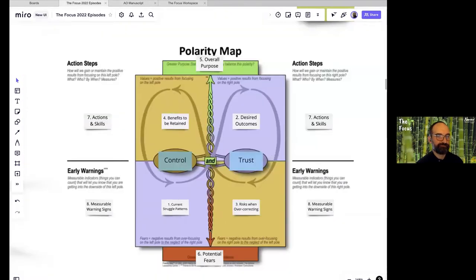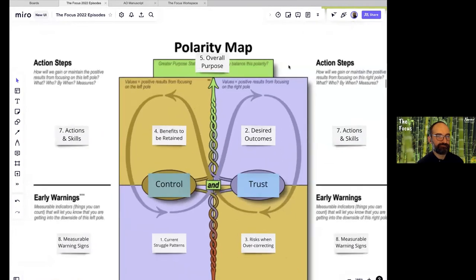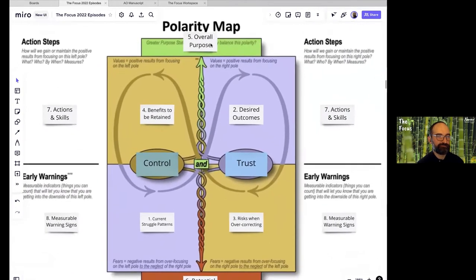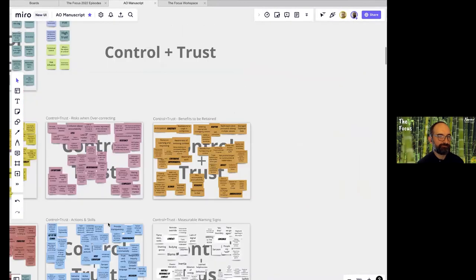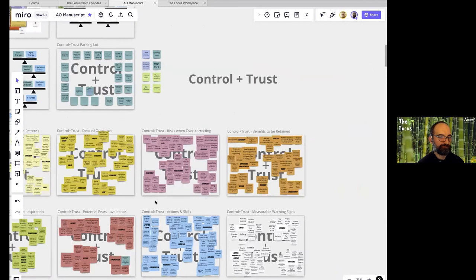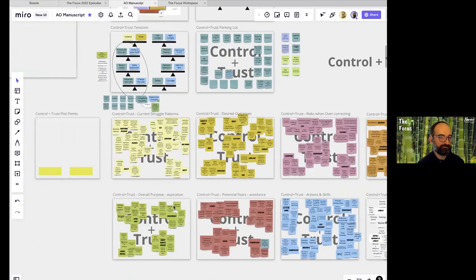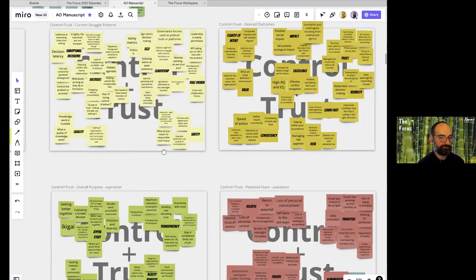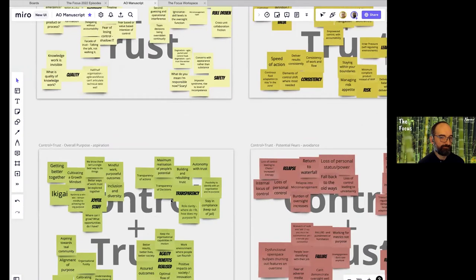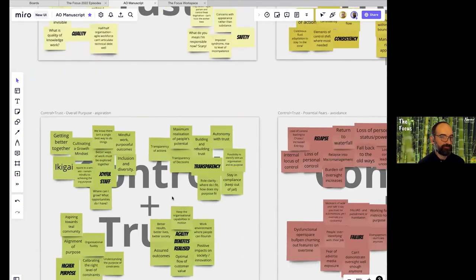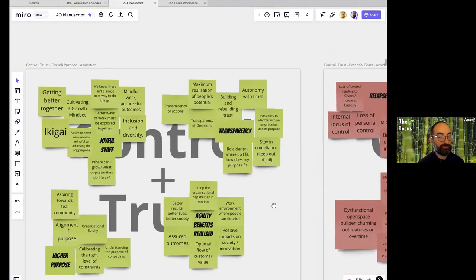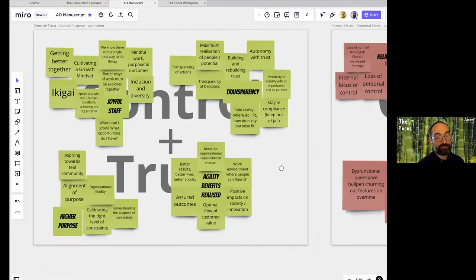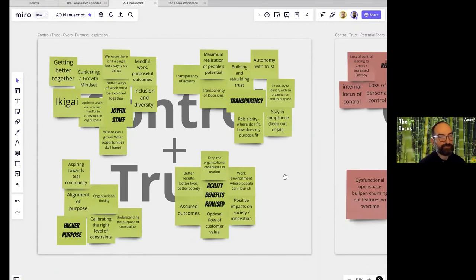Now, what we want to look at next is, once we've identified all of these upsides and downsides of the two polarities, the first thing that we want to understand is, what is the upside? What is the "and" thinking of both? What's the overall purpose or the aspiration that good control and good trust in balance can give your organization, or is supposed to provide to your organization? Horia.